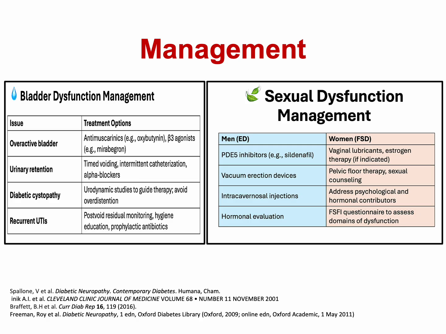Management of diabetic urogenital dysfunction includes timed voiding, pelvic exercises, and medication for bladder symptoms. Catheterization or drugs may be needed for retention, while UTIs require bladder care and glycemic control. Sexual dysfunction is treated with PDE5 inhibitors such as sildenafil, with additional options like vacuum devices or hormone-based therapies for tailored care.